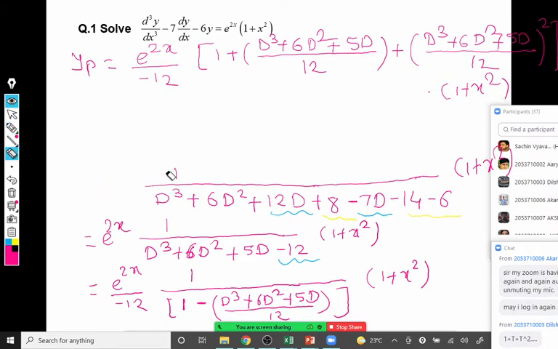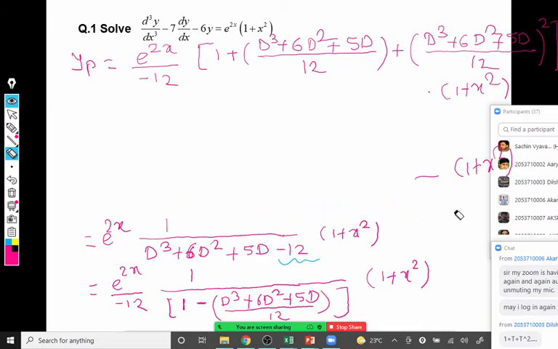If anyone has a doubt up to here, yes, you can ask. Now only those terms we are going to keep which we require. That means vanishing terms or zero terms we are going to ignore. So you should tell me now which terms we should ignore. I'll write the outside part as it is. Minus e raised to 2x upon 12 as it is. Is 1 required? Yes, sir. Obviously, correct. Is the d cube term required? No, sir. So we should ignore this.